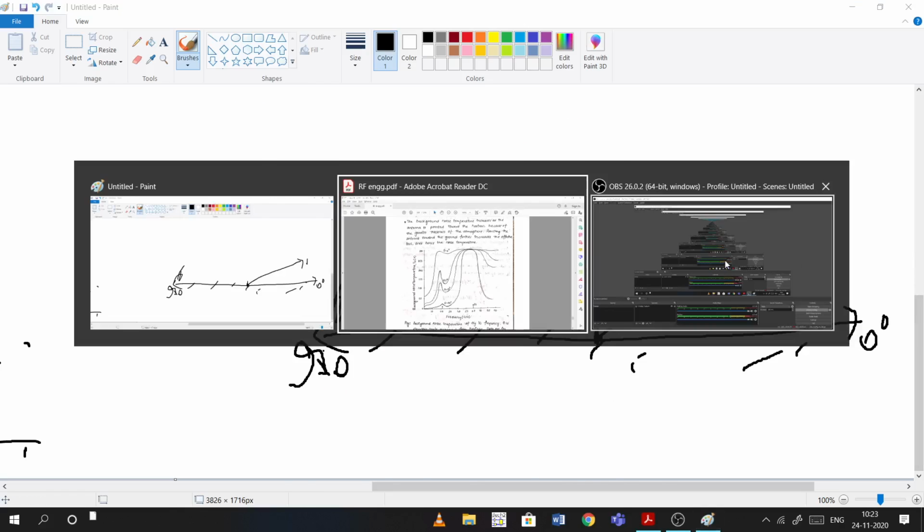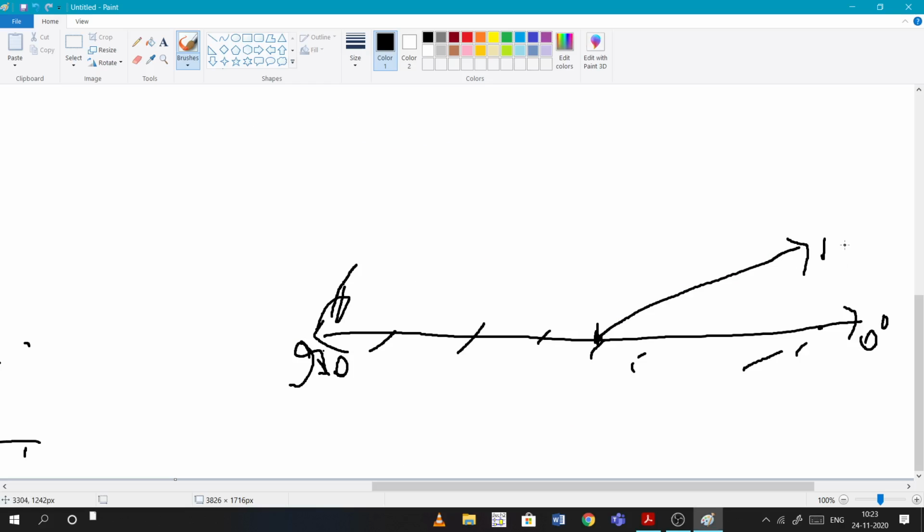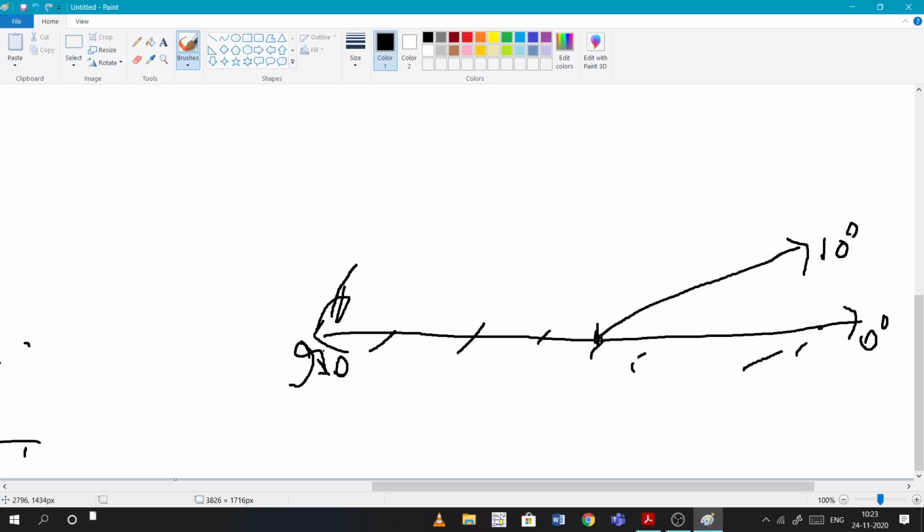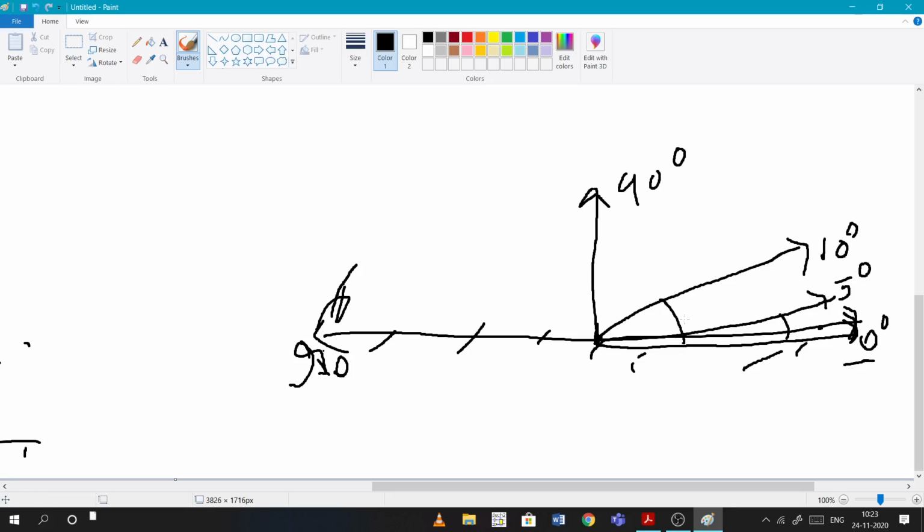So 10 degrees, and then 5 degrees also is there. So somewhere around here 5 degrees, and again one more is 90 degrees. Okay, so one is along the ground. Basically the radar direction is along the ground, at 0 degrees, and I have raised the antenna 5 degrees with respect to the ground, this angle, and this is at 10 degrees, and basically this is at 90 degrees.